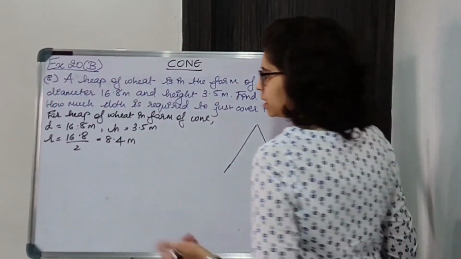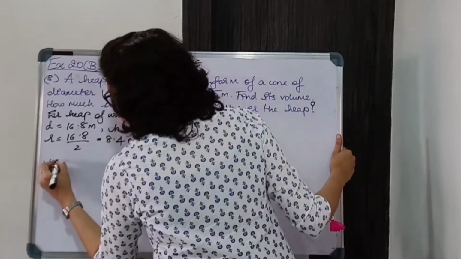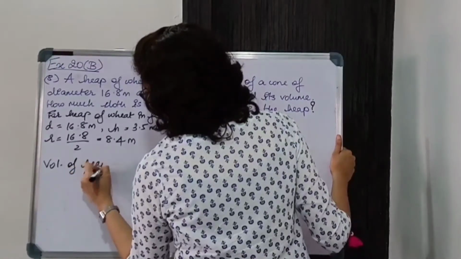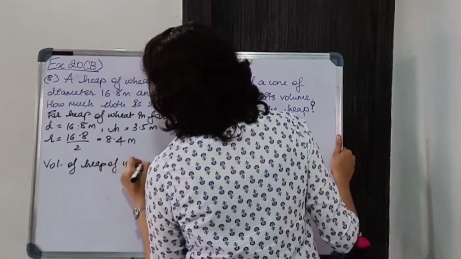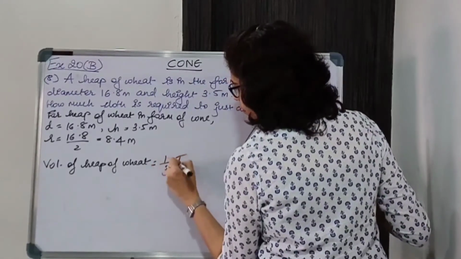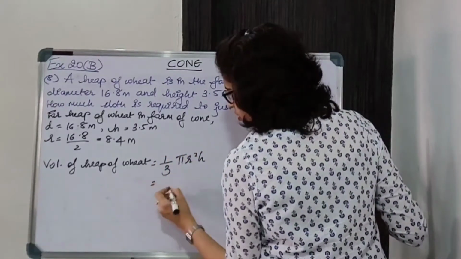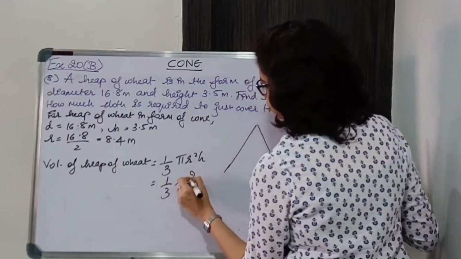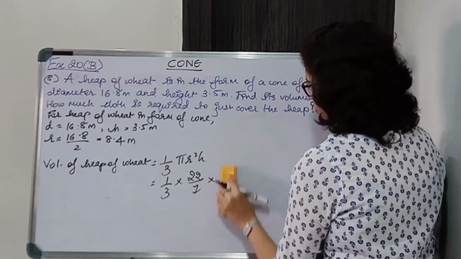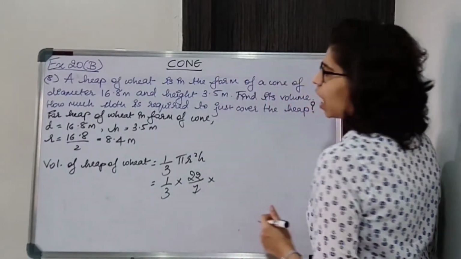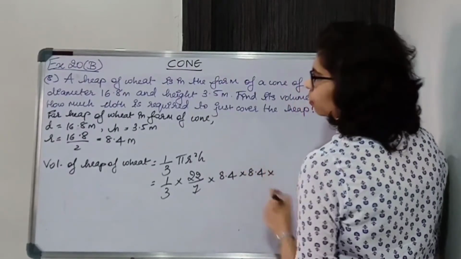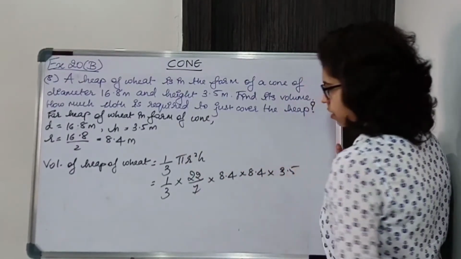So volume is very easy. So volume of heap of wheat will be 1/3 pi r square h, 1/3 into 22/7 into R is 8.4 into 8.4 into H is 3.5.